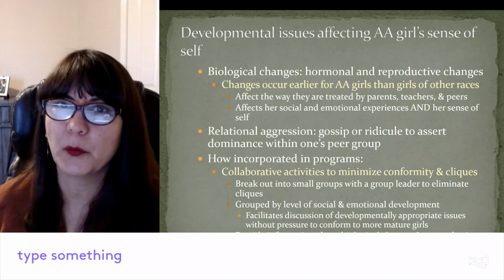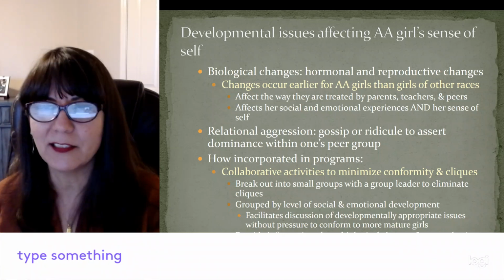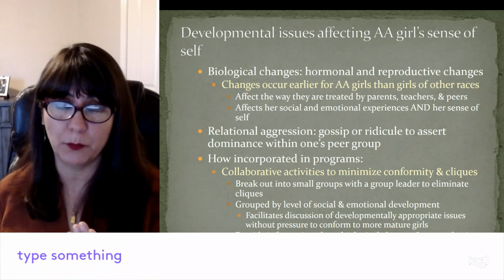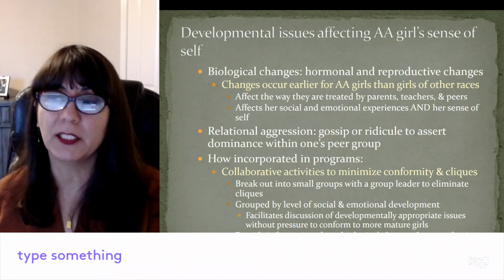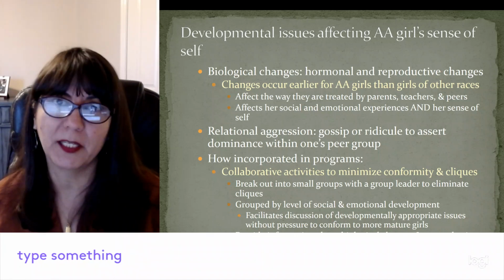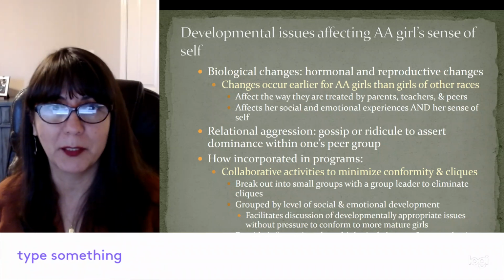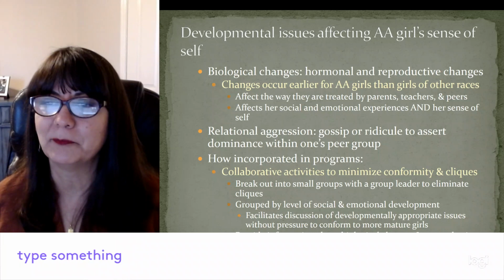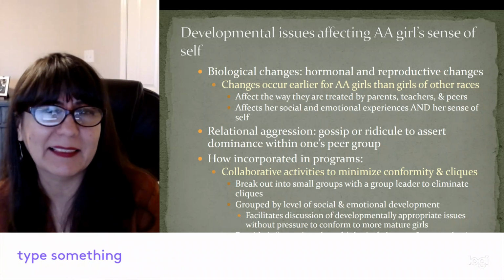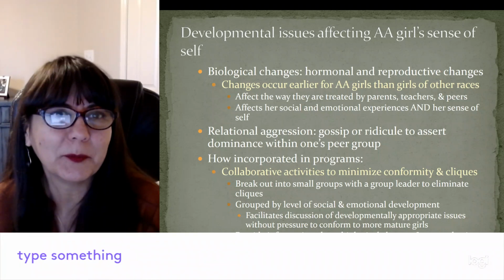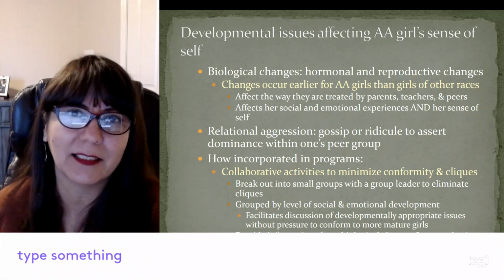And so, once you go through that transition, it really affects the way people treat you, whether it be your teachers, your parents, or even your peers, right? As you're going through those changes and becoming more womanly, it can result in an uncomfortable sense of attention, right, that young girls get.